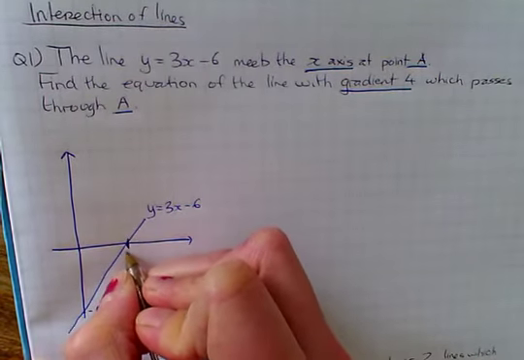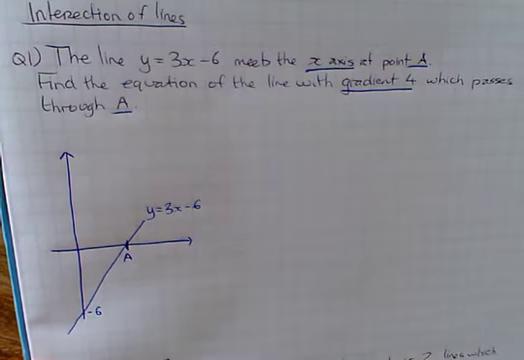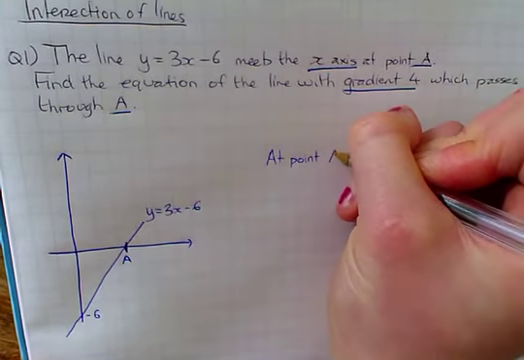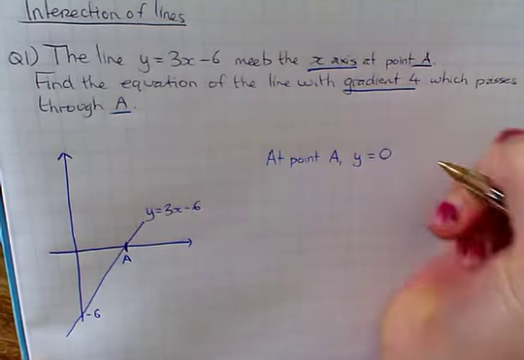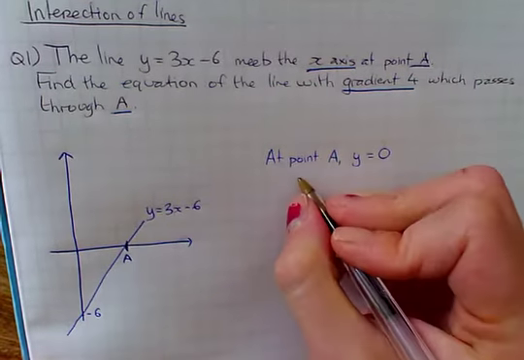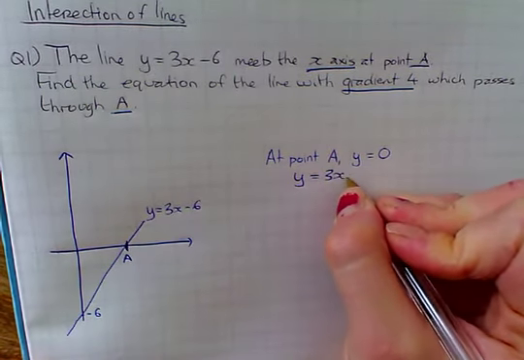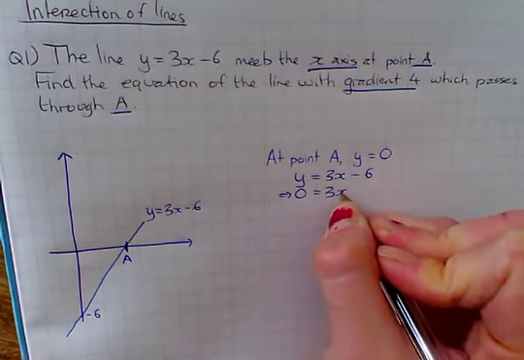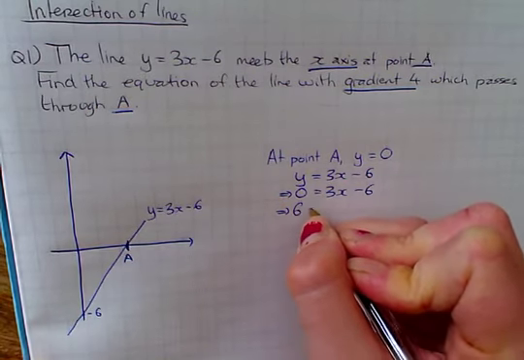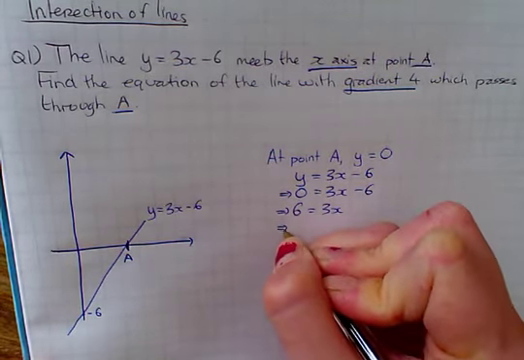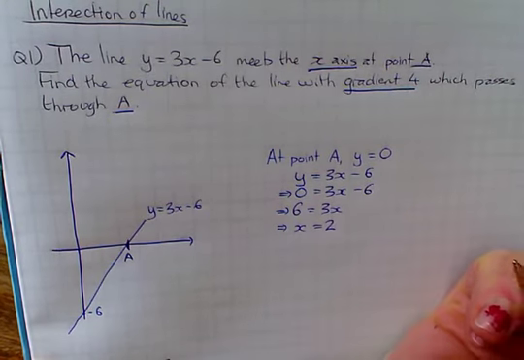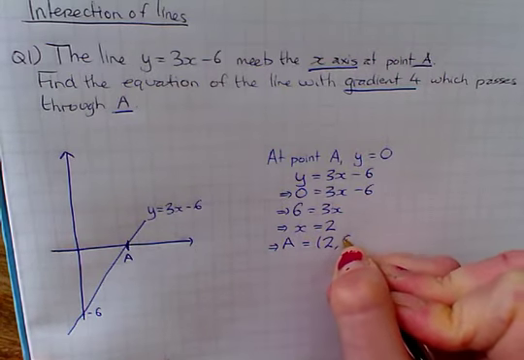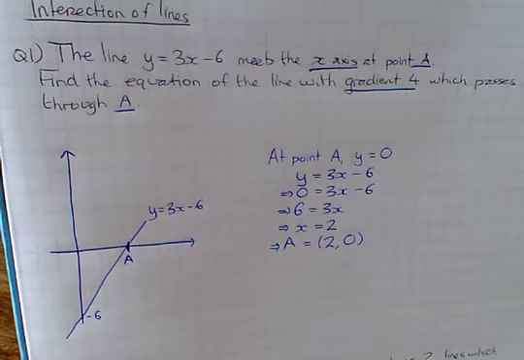Now to determine the coordinates of point A, which we need to do first of all, we can say that at point A, because it is on the x-axis, y must be equal to 0. And so therefore, when we consider the line y equals 3x minus 6, if y is equal to 0, 0 is equal to 3x minus 6, which means 3x equals 6, which means that x must equal 2. So therefore, the coordinates of point A must be 2, 0.